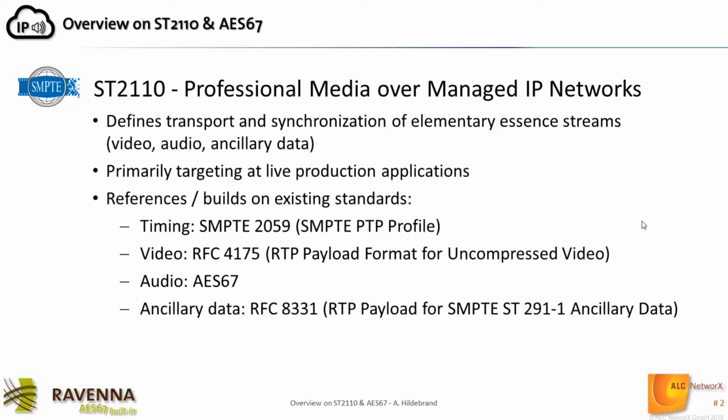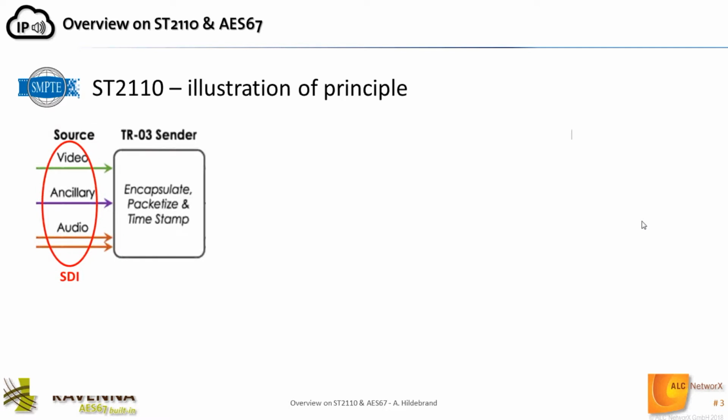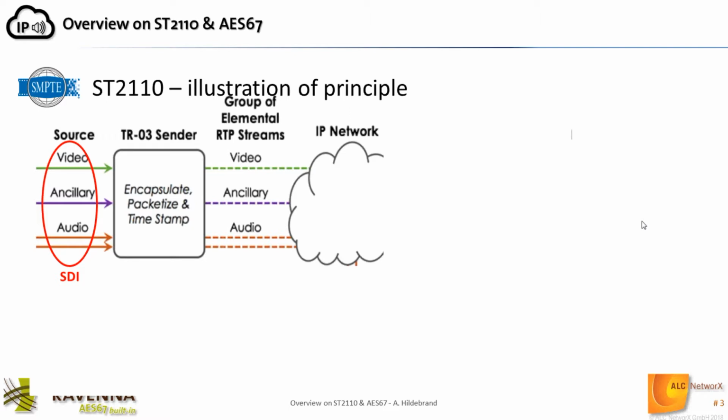The standard comprises several things. First of all, I want to give you an illustration of how this actually works, so that you have a better understanding of the principle. Let's assume we have an SDI signal, which usually consists of a video, multiple audio channels, and an ancillary data channel. A 2110 sender can now take this signal in and compose individual essence streams out of it. So it de-embeds the SDI signal and generates individual essence streams. Video, ancillary data, and audio data live in separate individual streams on the network.